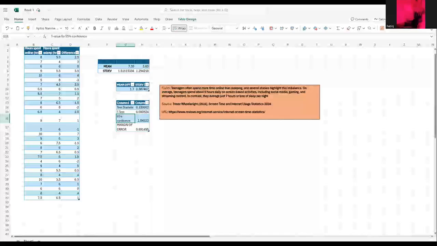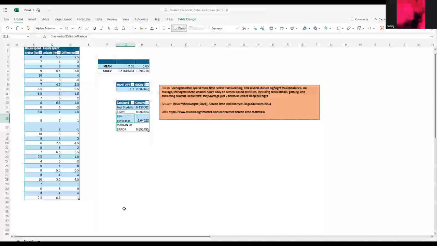So today I'll be talking about how I use Excel to calculate important statistics from a data set of 30 teenagers. I analyze their hours spent asleep versus online, focusing on mean, standard deviation, test statistics, and the margin of error. At the end, I'll compare my findings to existing evidence.